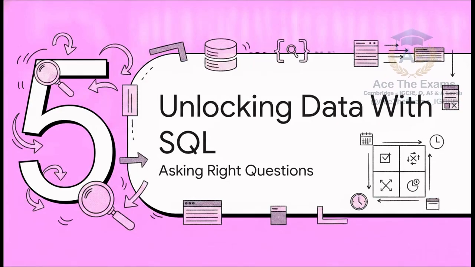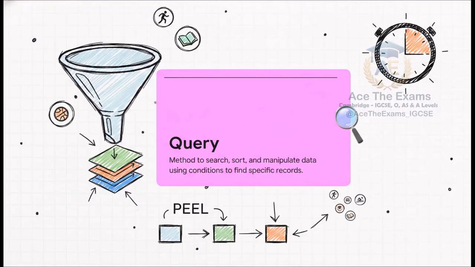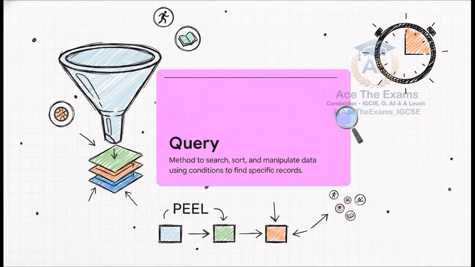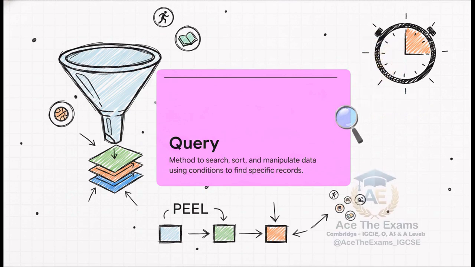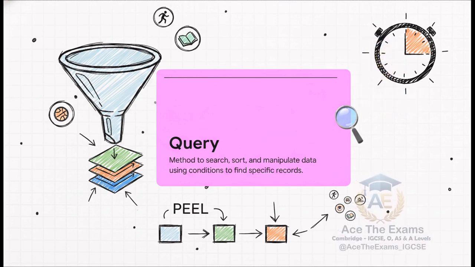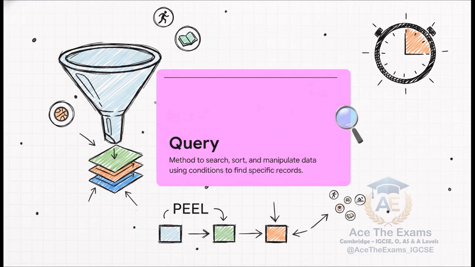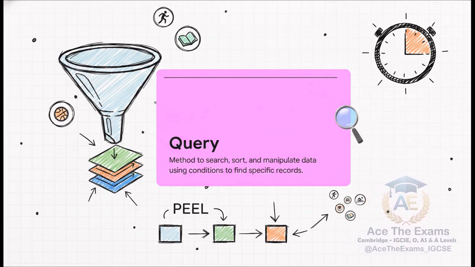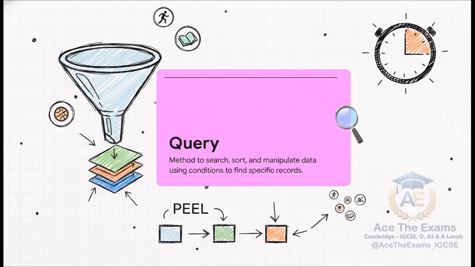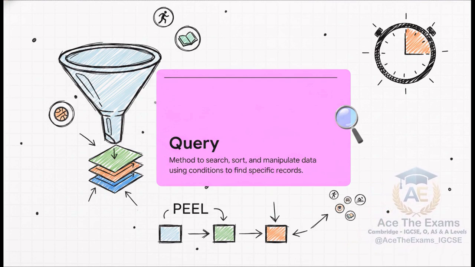Finally, Section 5, Unlocking Data with SQL. It's time to ask the right questions. We've built, linked, and thoroughly secured our database. To extract the insights we need, we run a query. A query is simply a formalized method of asking your database a highly specific question. It lets you filter through millions of rows of data instantly by setting conditions. You can find exactly the fields or entire records that match what you're looking for.